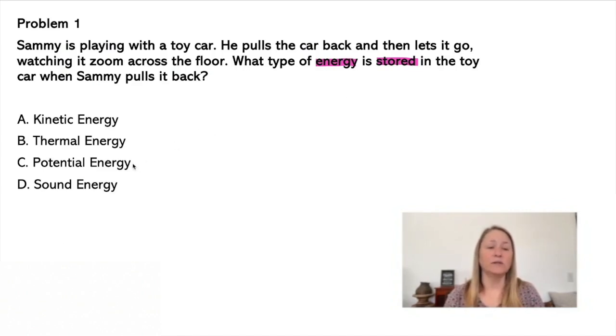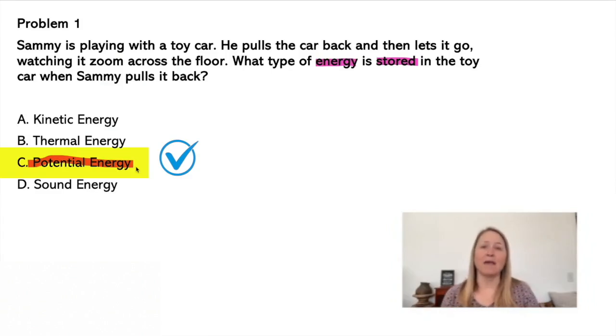And our answer is going to be potential energy. When Sammy pulls the toy car back, he is storing energy in the car due to its position. This stored energy will be used to move the car when he lets go. It's called potential energy. Potential energy is the energy held by an object because of its position relative to other objects, stresses within itself, its electric charge, or other factors. Think of potential energy as the energy stored before it goes.